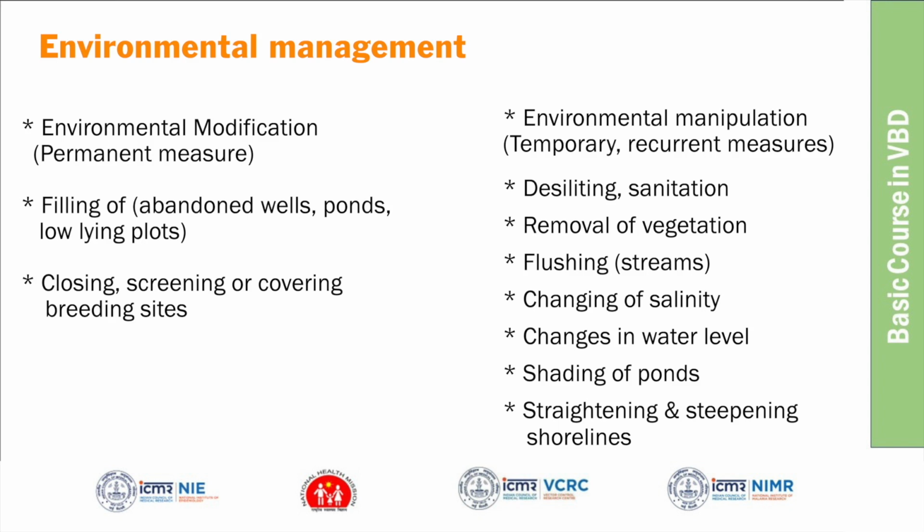What is manipulation? It is a temporary or recurrent measure. Suppose the drains: desilting of drains, sanitation, removal of vegetation, flushing the streams, changing of salinity. These are the age-old methods. But recently we are using desilting and sanitation, cutting the vegetation along the drains, changes in the water level, shading of ponds, straightening and steepening of the shorelines.